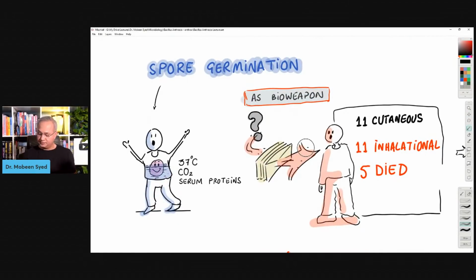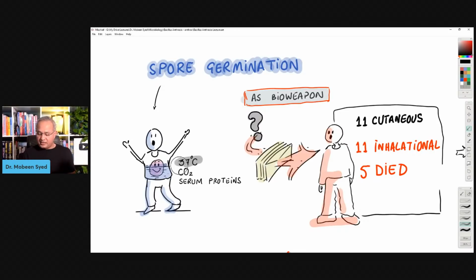So what happens? When this spore finds its way, either through a skin wound, or through inhalation, or through eating contaminated food and it goes into the GIT, these spores start going to the local lymph nodes. How will they go to a lymph node? I'll explain that in a second.